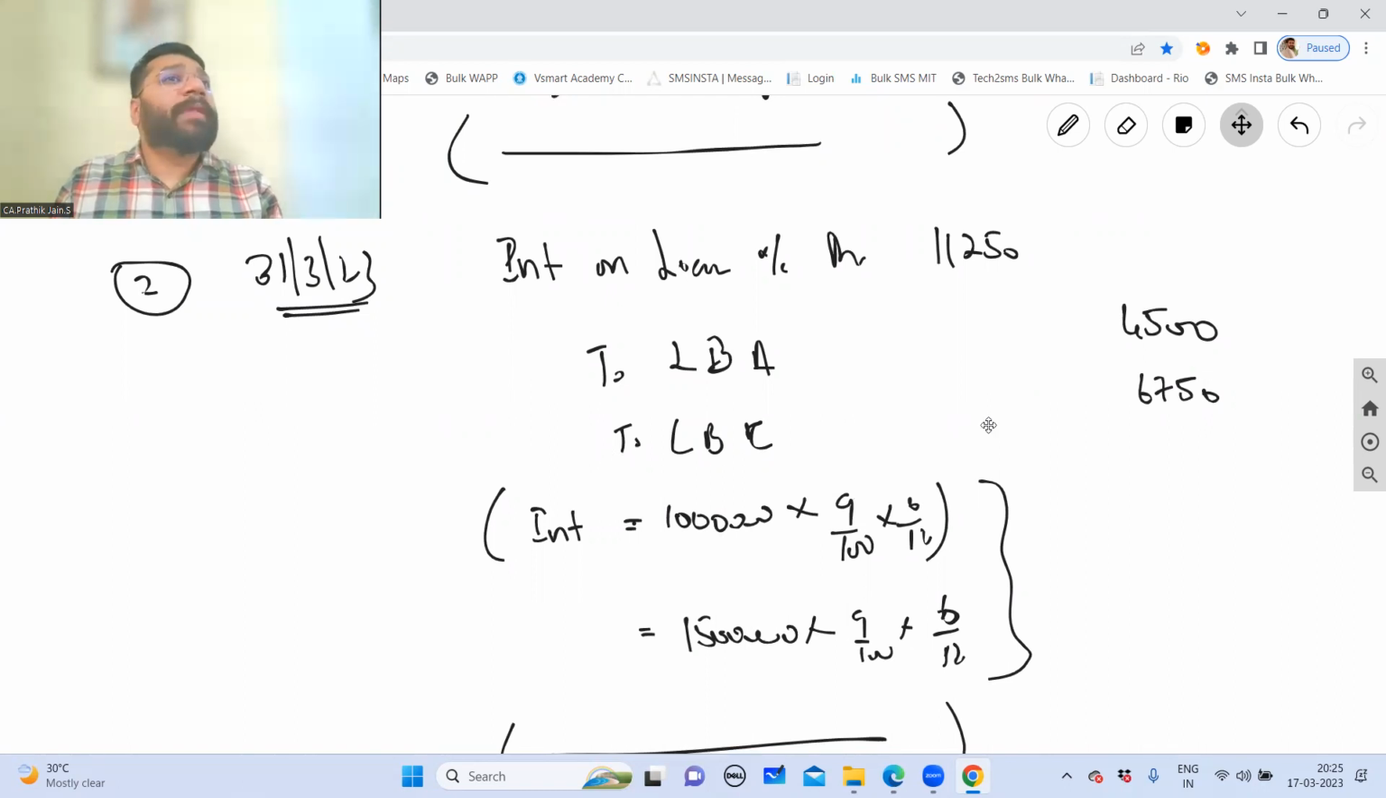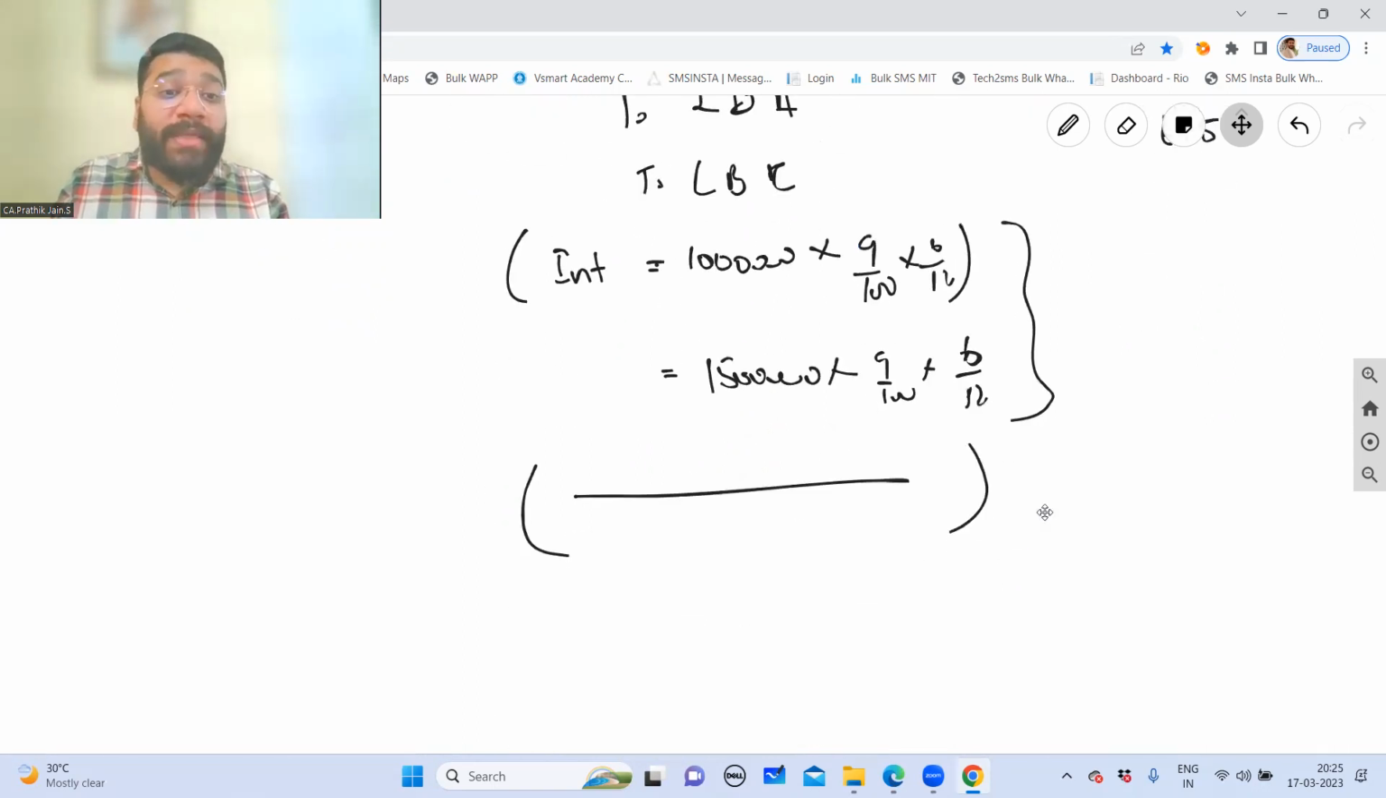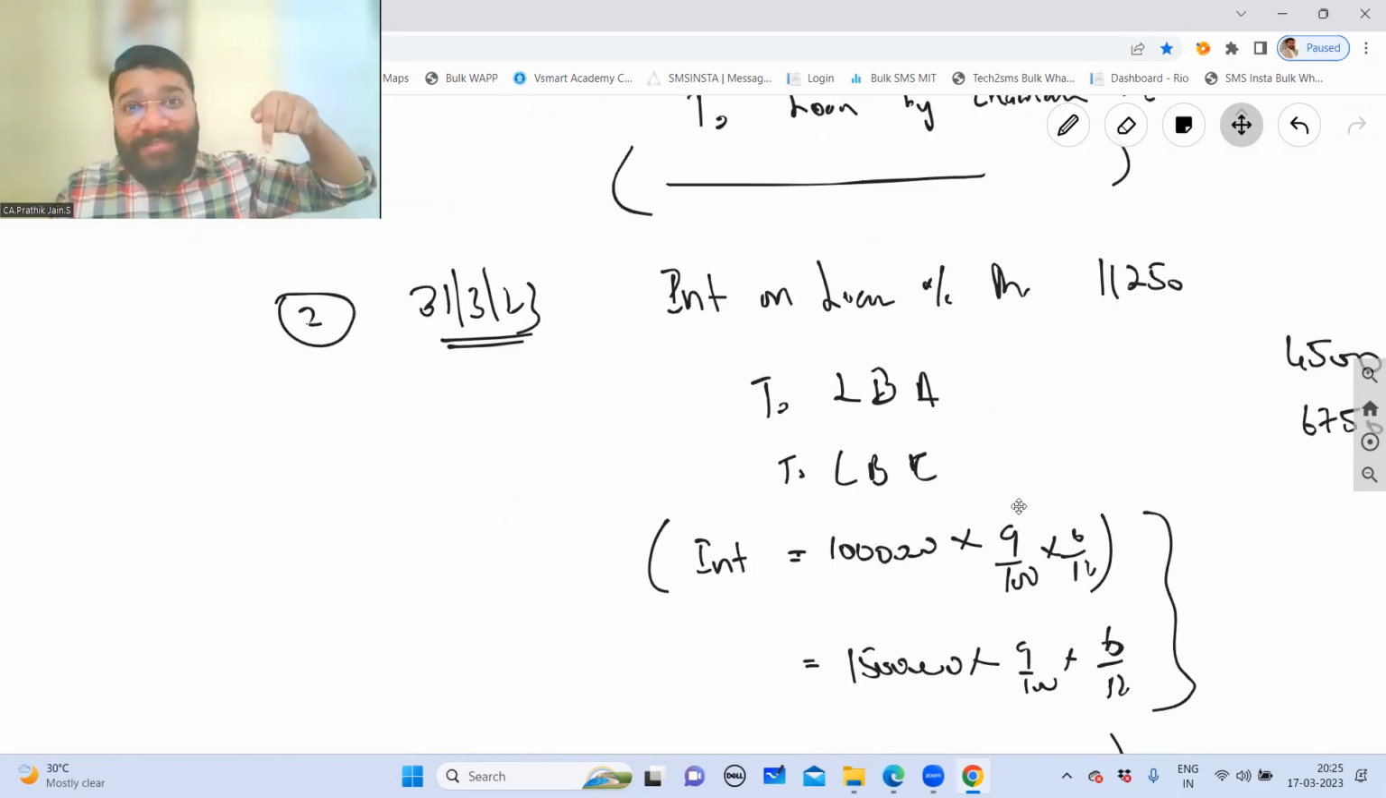Now what people do, they stop with this. What they fail to understand is accounting is incomplete without closing entry. So closing entry I'll pass on 1st April. No, 1st April. Closing entry, when do we pass?